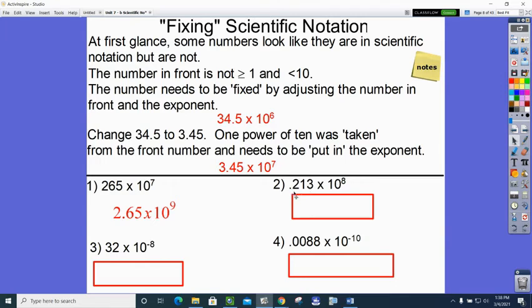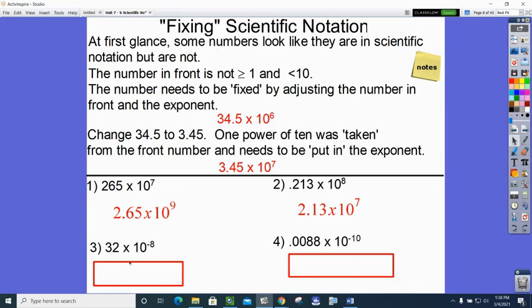This time I had to make the number bigger by a power of 10. So I need to make this smaller. Whatever I do to the front, I kind of have to undo in the back. How's that? Okay, cautionary tale. The next 2 are where people will mess up. Take a careful look at your exponent. Try number 3 yourself.